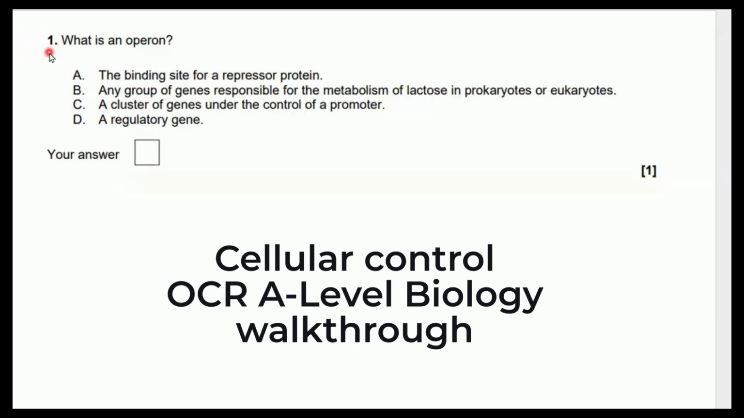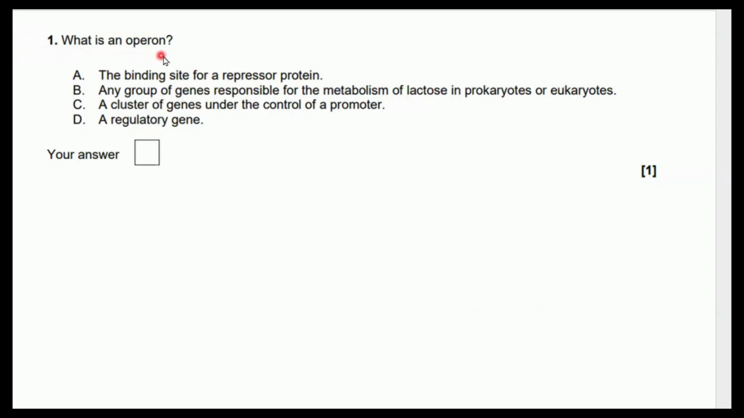Okay, this is about cellular control. What is an operon? A, the binding site for a repressor protein; B, any group of genes responsible for the metabolism of lactose in prokaryotes or eukaryotes; C, a cluster of genes under the control of a promoter; or D, a regulatory gene. So which is the correct answer? Pause the video, have a go, then unpause and watch the explanation.